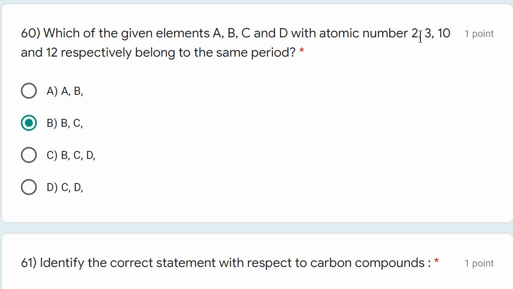How do you know? You will see the number of electrons in the outermost shell. So here the outermost shell is 0. 10 also is like that. 2 plus 8 will give you 10, and that also has outermost shell 0. And 12 is the next row. So B and C is the correct answer.